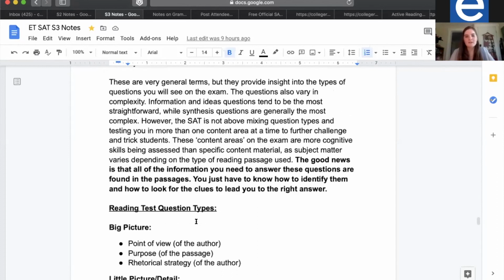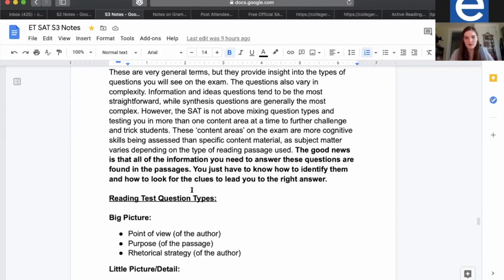Generally speaking, detail questions, like information and ideas questions, tend to be the most straightforward, with synthesis questions being harder because it's a different, more complex cognitive skill. You're dealing with it on a different level in your mind, in terms of your understanding of knowledge and interpretation, and application of knowledge. So that's the reasoning behind that.